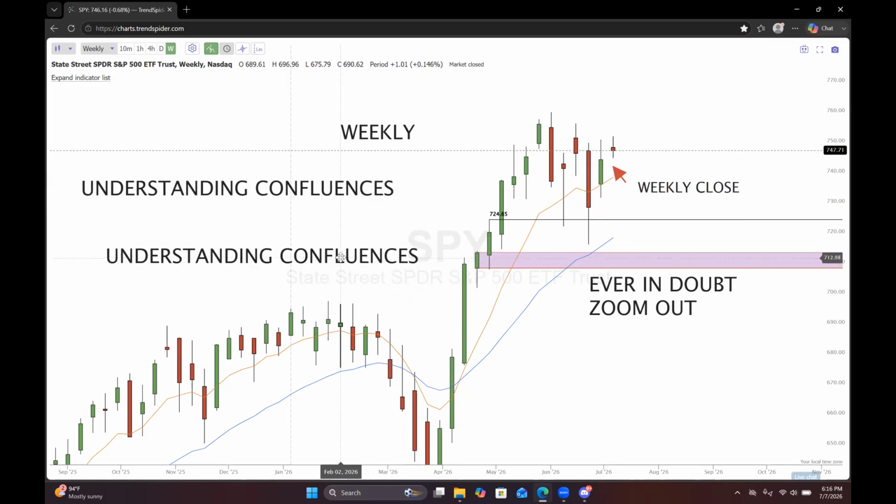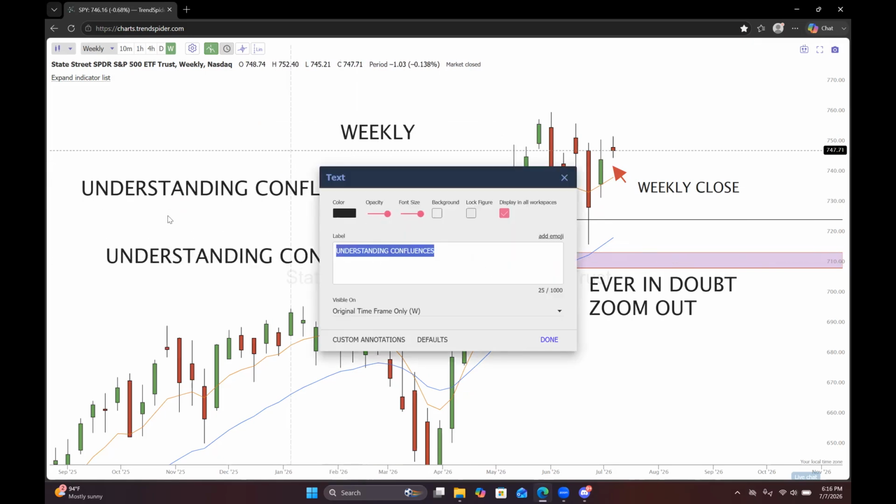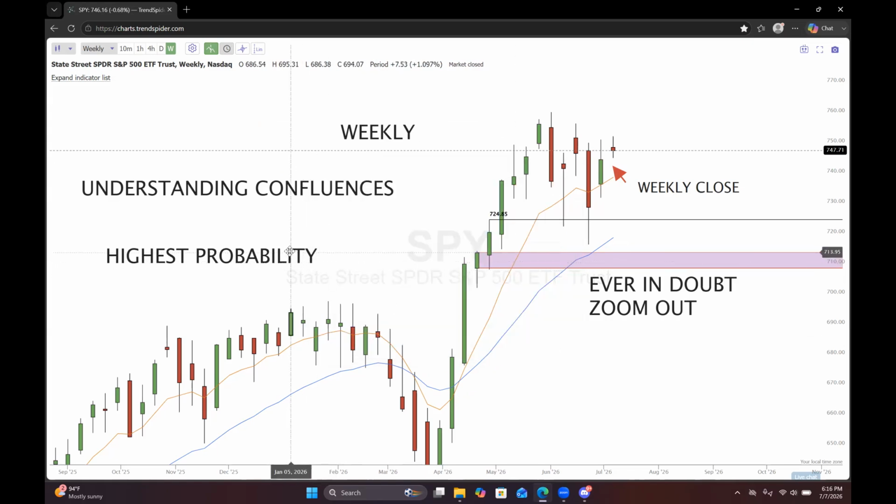If you guys don't already know, trading is about the highest probability. Right? There's no certainties in trading. It's about probability. So we use confluences or things that line up to show us, hey, this is probably going to be the highest probability trade.